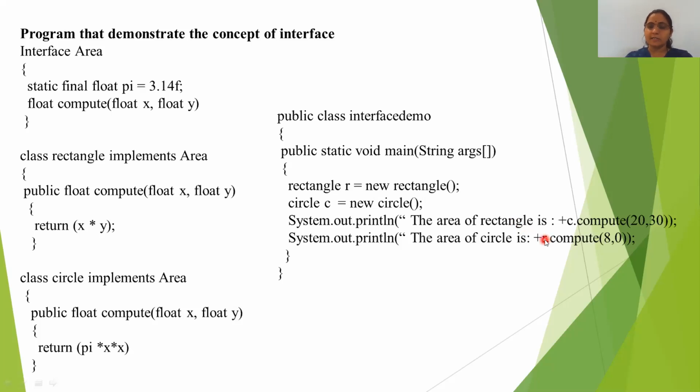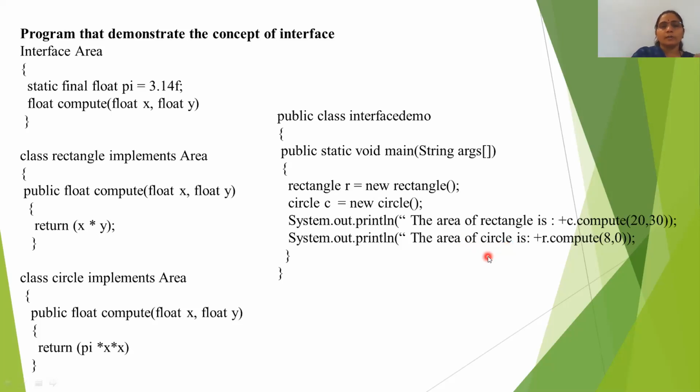The area of circle is again here C. You consider C.compute, because the object of Circle is C. So C.compute(8, 0). Why do I use 0 here? Because I require only one parameter for the radius, and that's why I have assigned the value 0 to the other parameter. The value 8 will be copied to X, and it will be calculated as 3.14 into 8 into 8, pi r square, and that value will be returned to the area of circle statement.